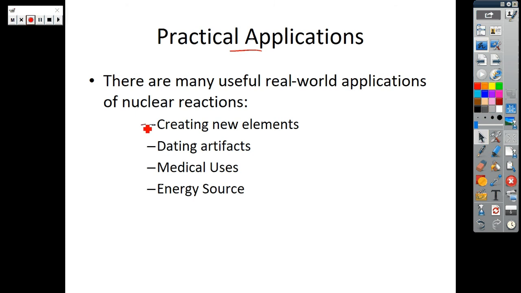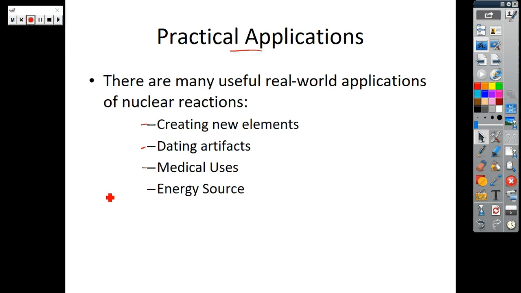Well, from an academic standpoint, you can use it to create new elements and help us to understand more about atomic structure and subatomic structure as we do some of these new processes where we create new elements. We can also use it to date artifacts, figure out how old a fossil is, or how old a diamond is, or if we want to date some rock and try to figure out how old this rock is, then there you go. We can also use it in the medical field in a myriad of ways.